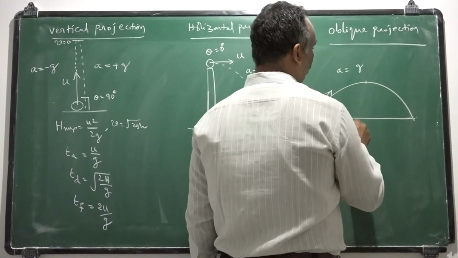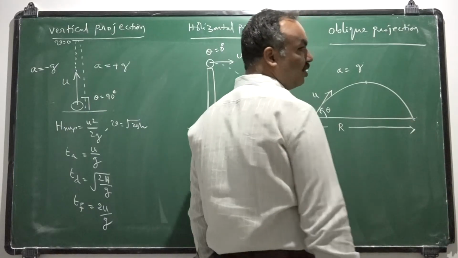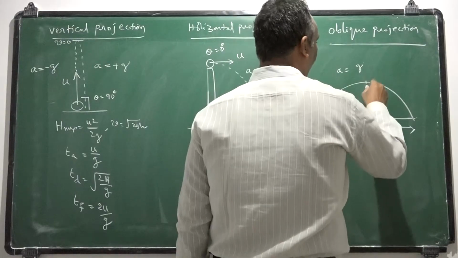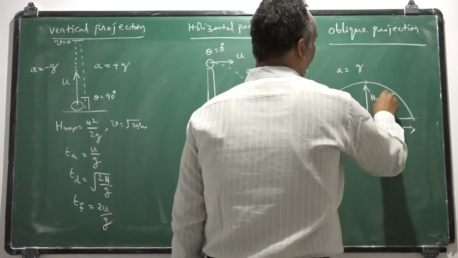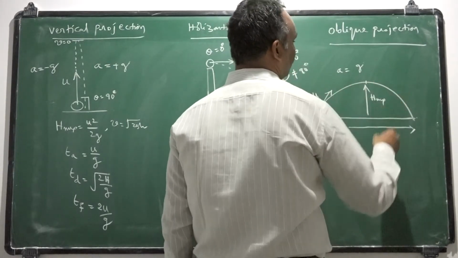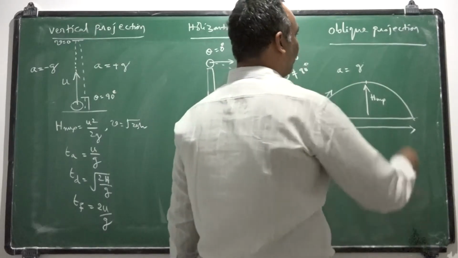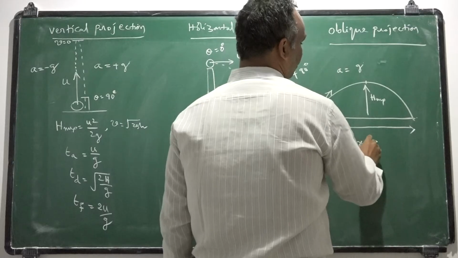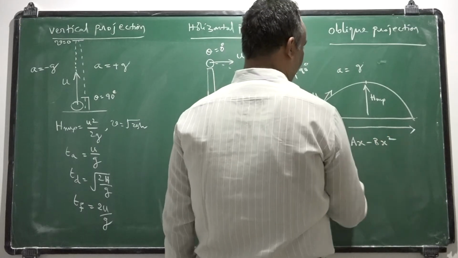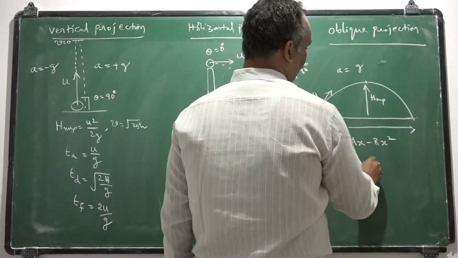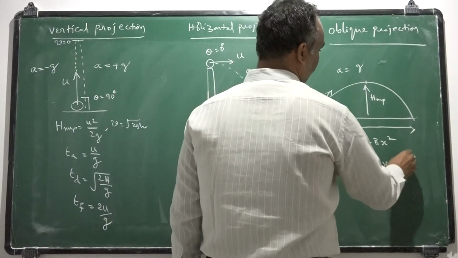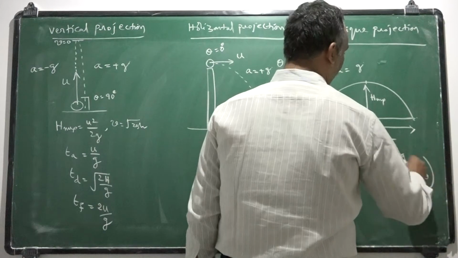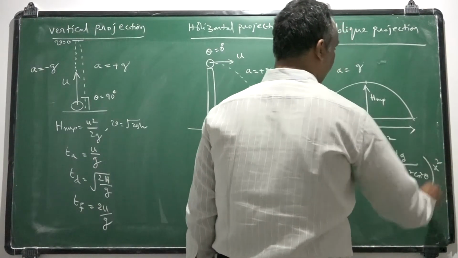The maximum horizontal displacement of the particle during its motion is called range. This is called maximum height, and the path of the projectile is in the form of y is equal to ax minus bx square. The general formula is y is equal to tan theta x minus g by 2u square cos square theta into x square.